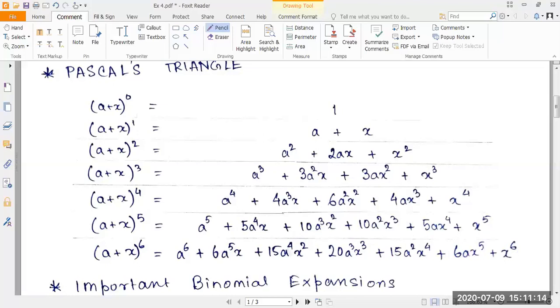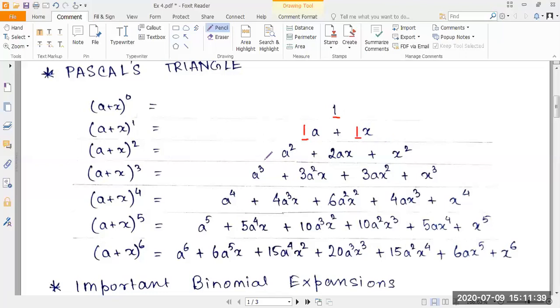Now, why did I work so much? Let's find some pattern in this triangle. You see, we have got a beautiful triangle over here. So we have 1 over here. What do you think the coefficients of a and x are in this part? The coefficient of a is 1 over here, and the coefficient of x is 1 over here as well.